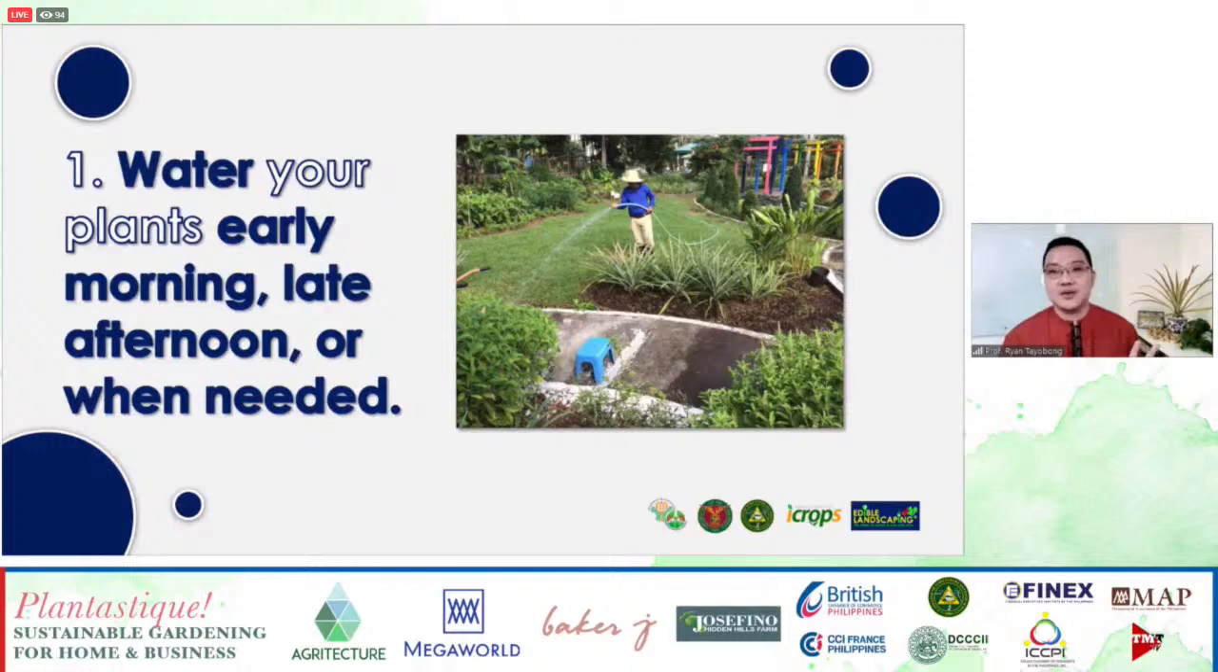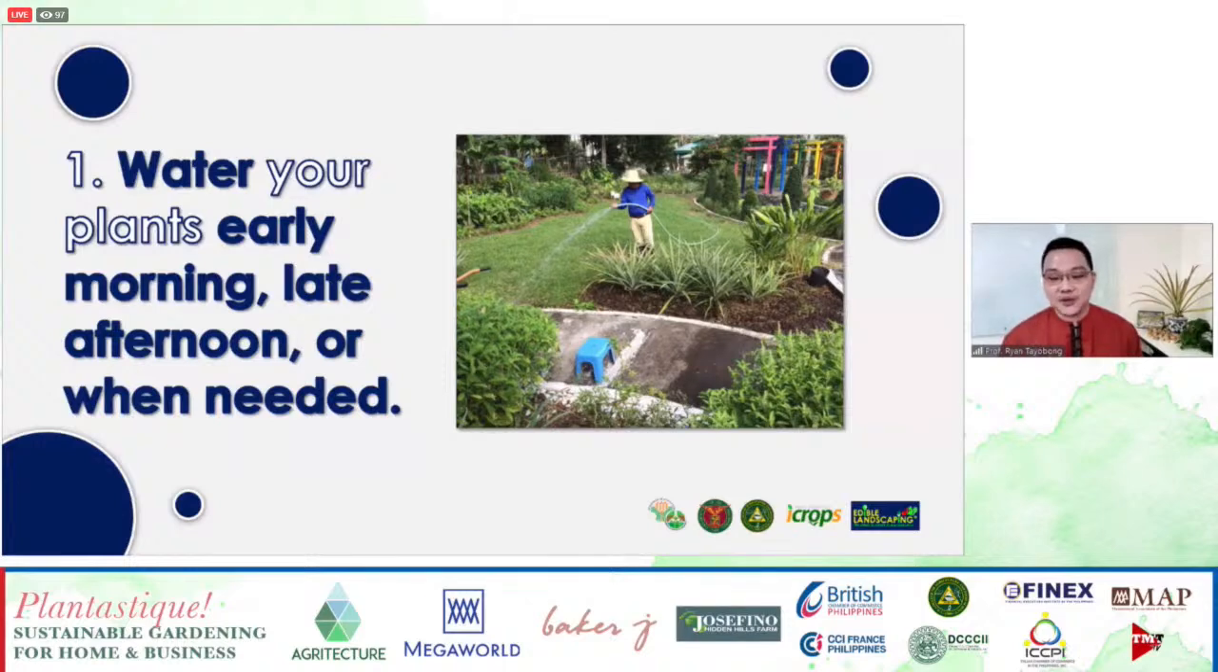So majority of our leafy vegetables and solanaceous or fruit vegetables require a moderate amount of water. You can water them early in the morning or late in the afternoon. One common question that's always asked is, can I water at noontime? Will my plant get sick if I water then?